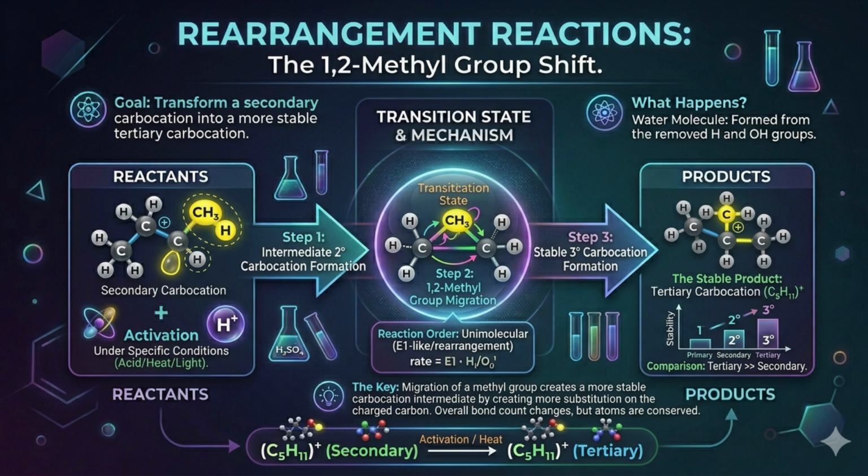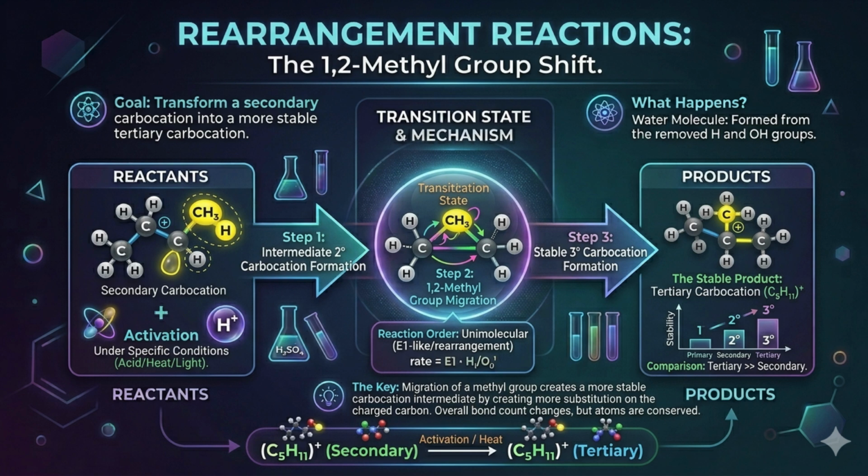This brings us to the transition state. This is where the magic happens. A neighboring methyl group, CH3, highlighted in yellow, literally migrates from one carbon to the adjacent positively charged carbon. This is the 1,2-methyl group migration. Because this internal shift depends only on the concentration of the carbocation itself, it follows a unimolecular reaction order, much like an E1 mechanism. Step 3: Products and stability.